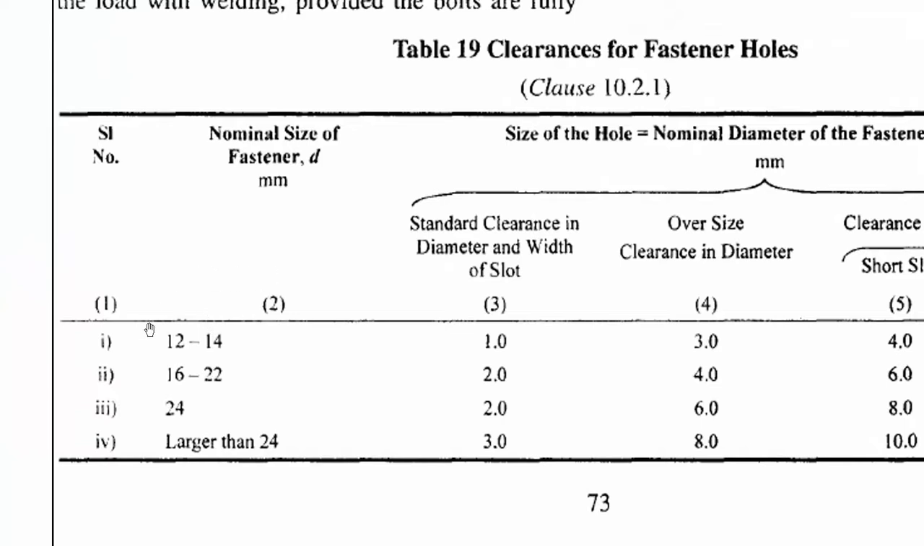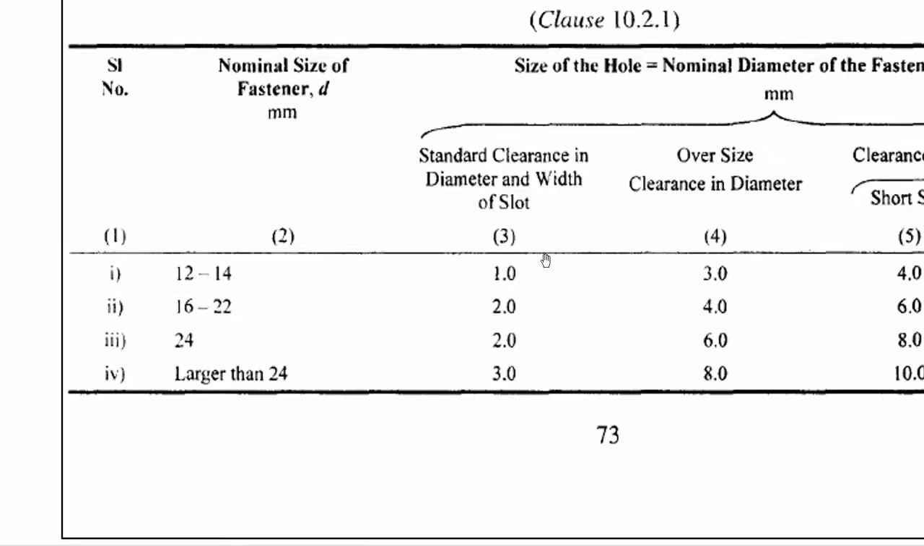Here, column number 2 shows the diameter of the fastener. Fastener includes the bolt, rivet and pin. Here in this semester, we will majorly use this standard clearance for our bolt hole diameter.